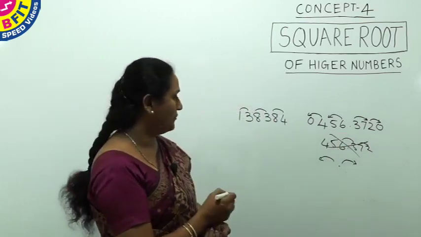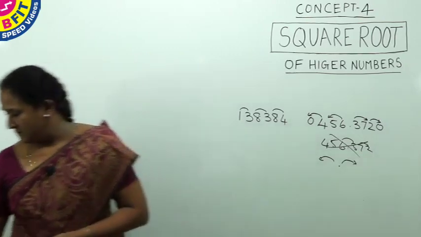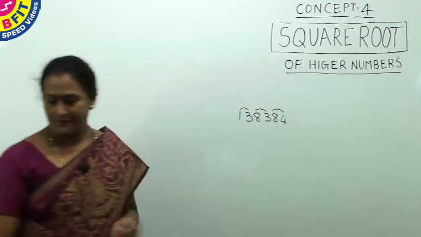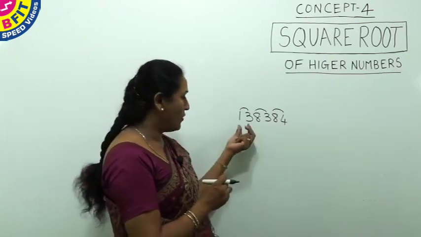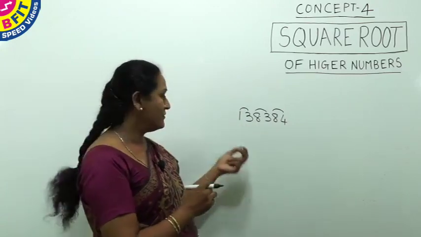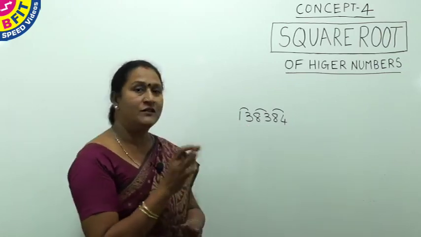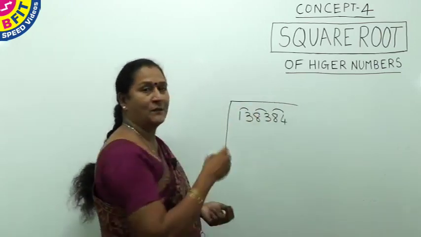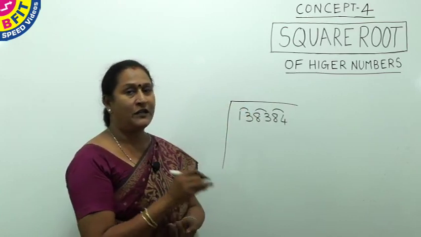Now we'll see how to find the square root for this 6-digit number using the division method. To find the square root, we have paired the numbers and check what is the square number in the first pair. What is the number we have? We have 13. If it is 13, don't write 4 into 3, 12 or 6 into 2, 12. We have to check what is the square number contained in 13. So it is 9. 3 into 3 is 9.